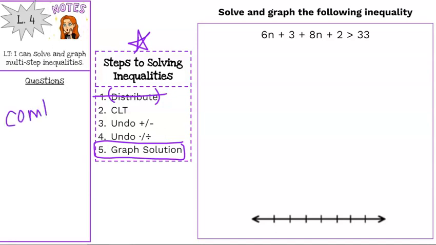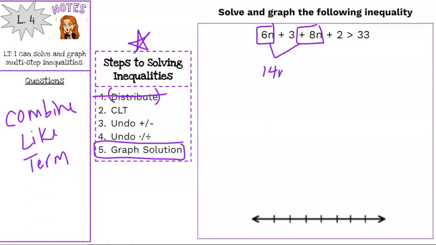CLT means combine like terms, meaning if they both have a variable like 6n and 8n, we can put those together to make 14n. And then if they both have no variable like 3 and 2, we can also put those together to make positive 5, which is going to be greater than 33. I'm going to draw that line. We did combine like terms.